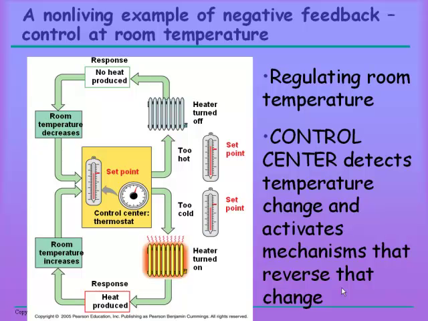This is a simple little diagram talking about negative feedback. It's a non-living example. So regulating room temperature. The control center, or the thermostat, detects temperature change and activates mechanisms that reverse that change. Too cold, heat turns on, heat produced, room temperature increases. Too hot, heater turned off, no heat produced, room temperature decreases.